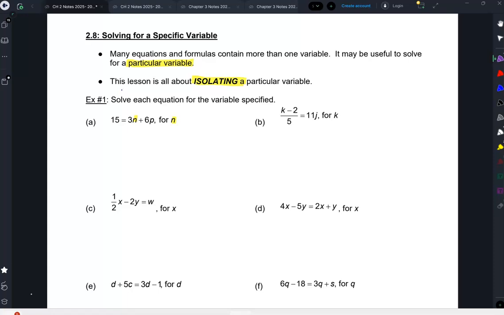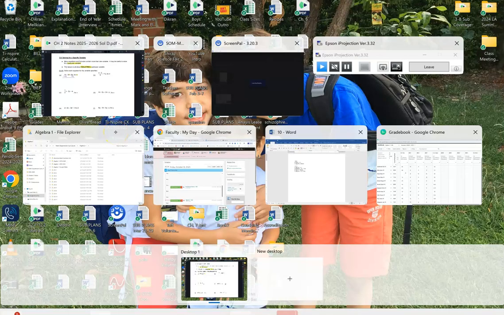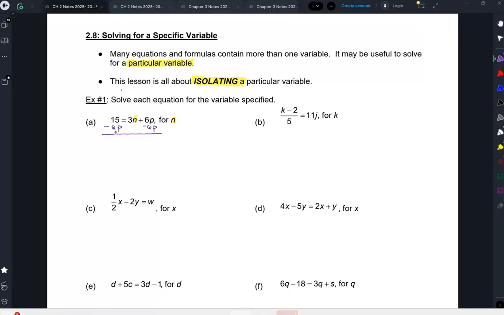So this is 3n plus 6p. What I'm going to do first is minus 6p, minus 6p. And always draw this line. So now here I have 15 minus 6p. Those are not common terms, right? You can't add them to each other. So I just leave it as 15 minus 6p is equal to 3n, and then this goes away.